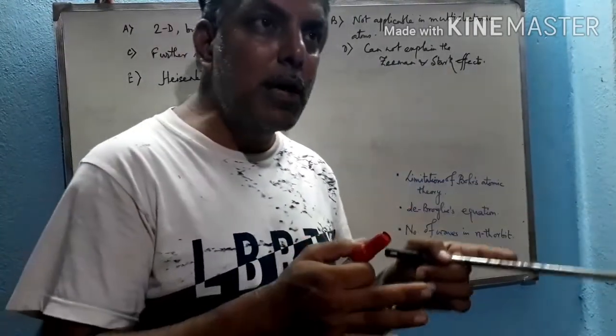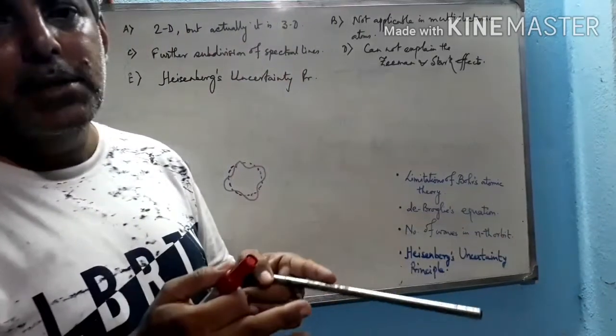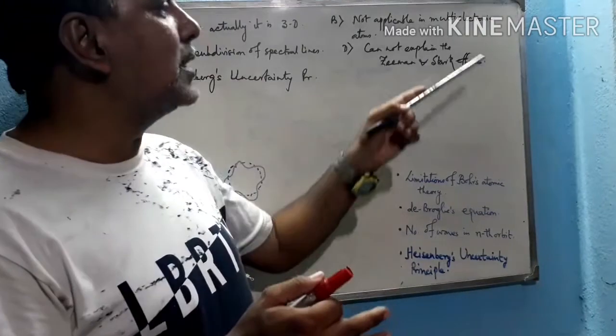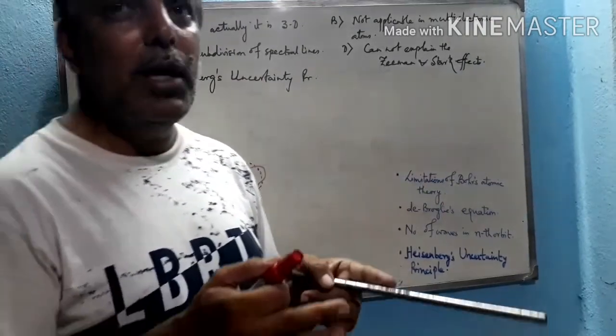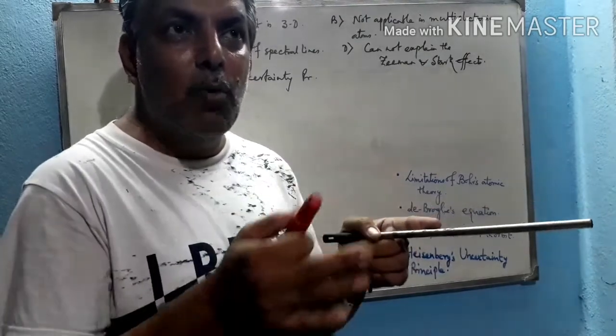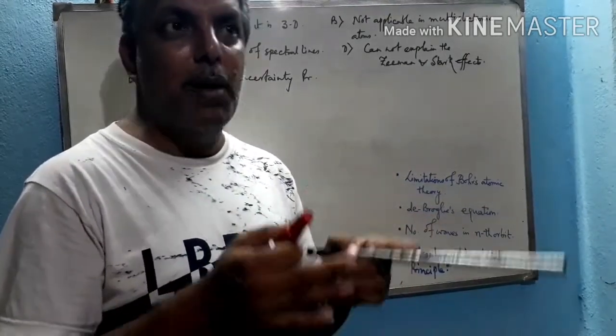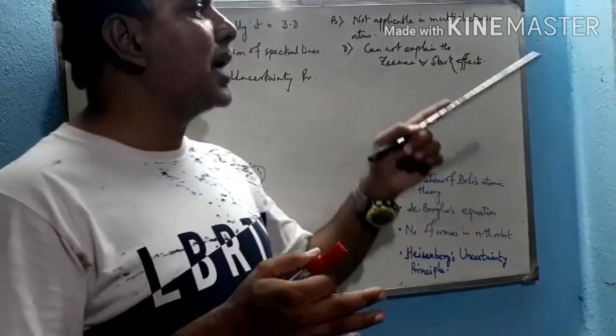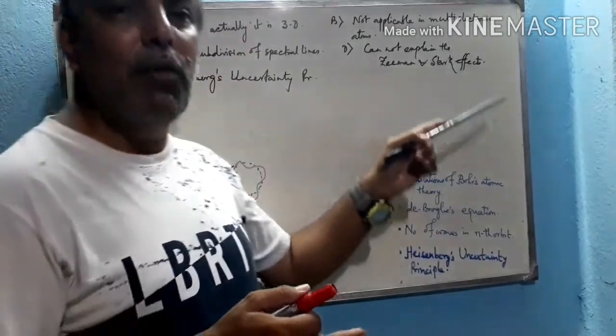Again, such further subdivision of spectral lines can be obtained in the case of an external electrical field, which is called the Stark effect. This also cannot be explained because the actual model is three-dimensional, but Bohr's theory is a two-dimensional model. So it cannot explain the actual reason of the Zeeman and Stark effects.